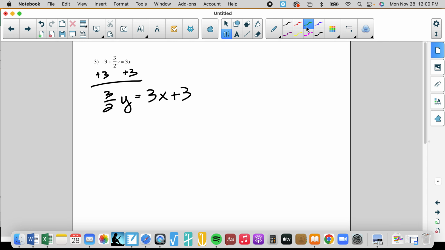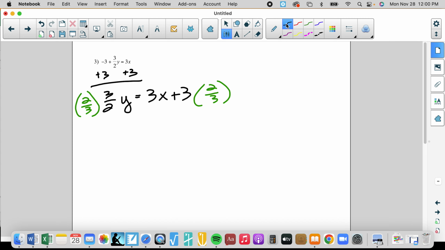Now, 3 halves is multiplying y. Many students make the mistake of trying to divide by 3 halves because the inverse of multiplying by 3 halves is dividing by 3 halves. But who wants to deal with that? That is crazy busy, noisy, and that's not going to be that easy to do. So we can also, the inverse of multiplying by 3 halves is multiplying by the reciprocal. The reciprocal of 3 halves is 2/3.